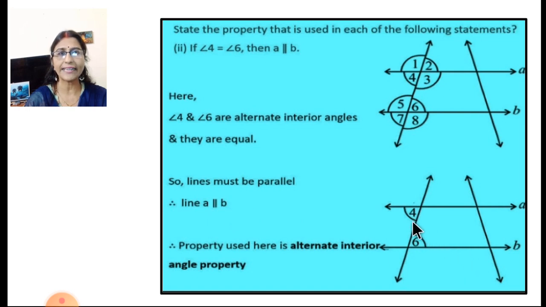Otherwise, we will not get alternate interior angles equal. So, as they have given alternate interior angles equal, that means the lines must be parallel. Therefore, line A is parallel to B. And which property? The property used here is the alternate interior angles property.